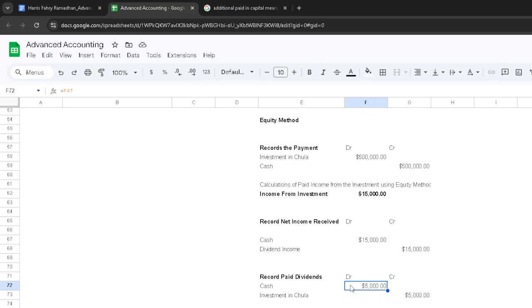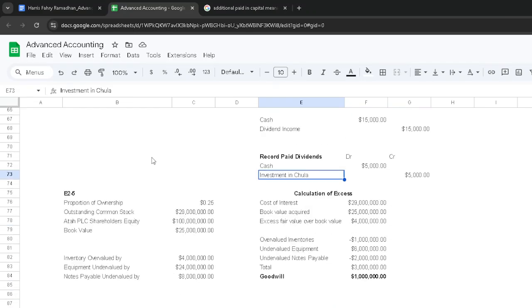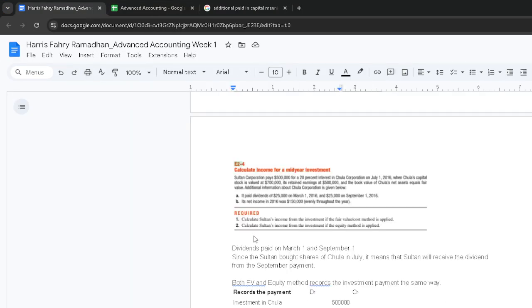So paid cash 5,000 and investment in Chula, we reduce it. This one is interesting, because when we are getting dividends using the equity method, we want to actually reduce the investment in Chula account. I like to think of it as, if we're getting paid by them, it's kind of like we're converting the investment to cash, if that makes sense. So that's how I like to think about it. That's why the account is reduced and converted into cash, because these two are asset accounts, if I'm not mistaken. So that's for number 3, I think.